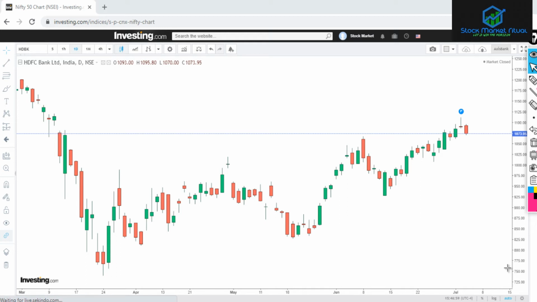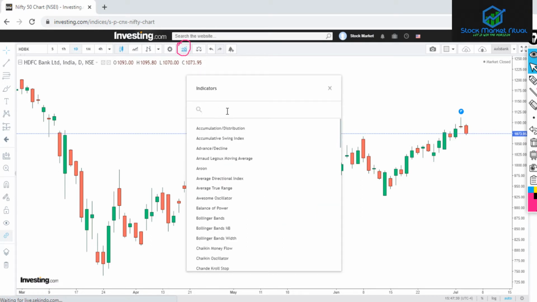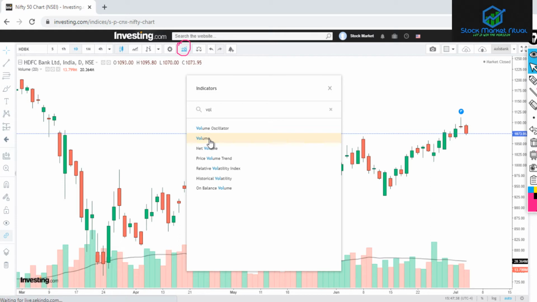Now let us look at volume on the chart. This is the chart of HDFC Bank and this is a daily chart. To add the volume indicator, we will go and select this option, that is the indicator option. If you click, a drop down of all the indicators will come. You just type in volume and the volume is here. You click on the volume and it will be added.